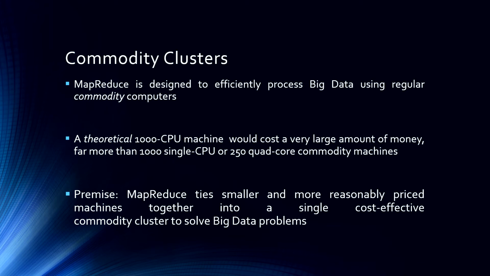A theoretical 1000 CPU machine would cost you a very large amount of money, far more than 1000 single CPU machines, or like 250 quad core commodity machines. The premise is that MapReduce ties the smaller and more reasonably priced machines together into a single cost-effective commodity cluster that can solve my big data problems. That is why we choose MapReduce over any other framework for large scale data processing.